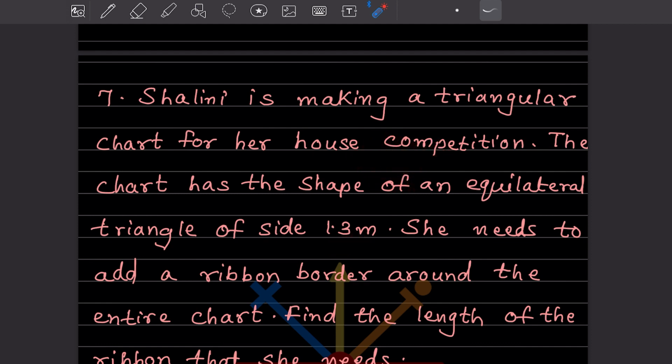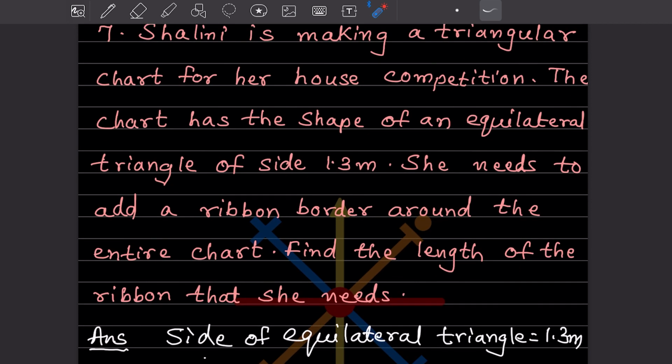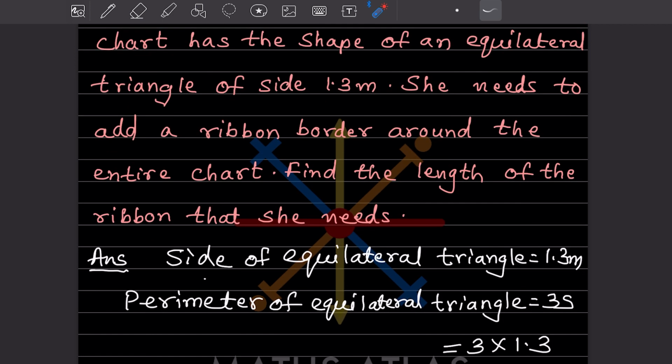She needs to add a ribbon border around the entire chart. So entire is important. Find the length of the ribbon that she needs. So first, the side of the equilateral triangle is given as 1.3 meter, and the perimeter of an equilateral triangle is going to be 3s. All the sides are the same, and there are three sides for the triangle. So 3 into 1.3, that will be 3.9 meter. So we got the perimeter of this one.